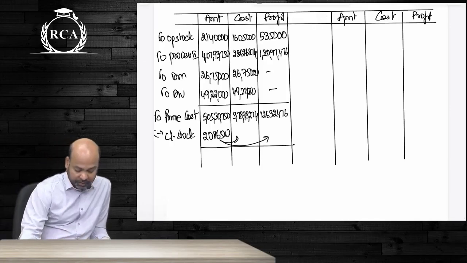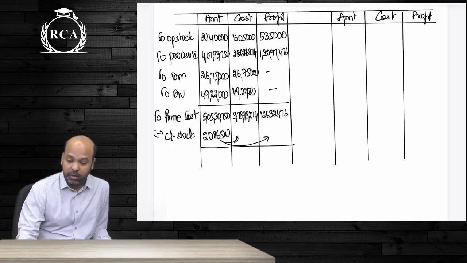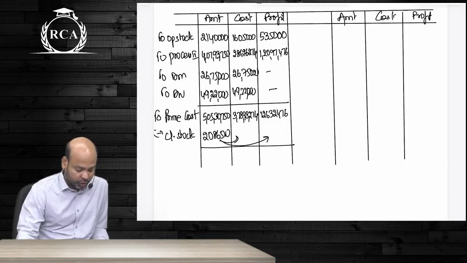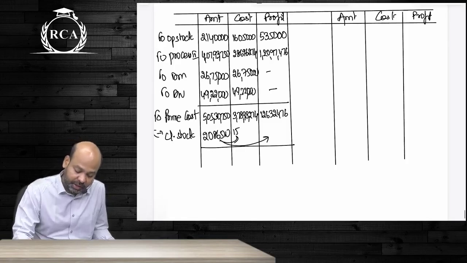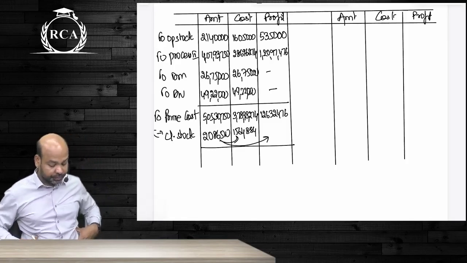You should get 15,64,884. That's the answer to the fifth bit. It is asking us to compute cost value of closing stock of process 3, guys. So that is 15,64,884. What's the profit markup, guys, here?